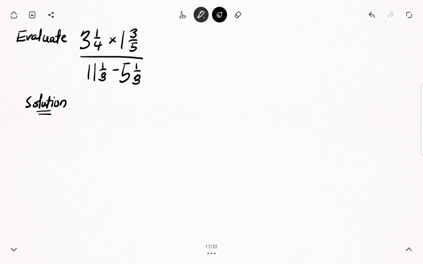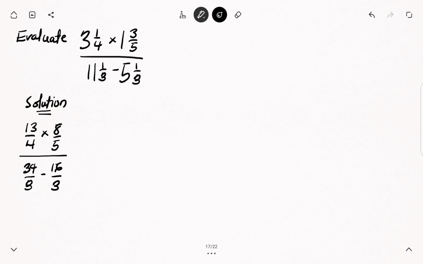As usual, the first thing we do is to rewrite all the mixed fractions we have into improper fractions. So 3 multiplied by 4 is 12. 12 plus 1 is 13. So I have 13 on 4. Multiplied by 1 multiplied by 5 is 5, plus 3 is 8. So I have 8 on 5. All on 11 multiplied by 3 is 33, plus 1 at the top becomes 34 on 3. Minus 5 multiplied by 3 is 15, plus 1, it becomes 16 on 3.